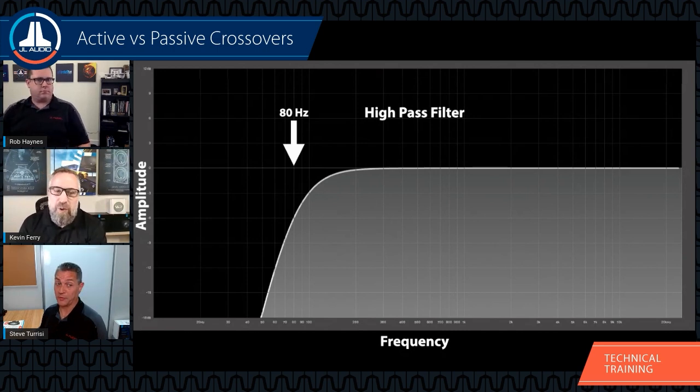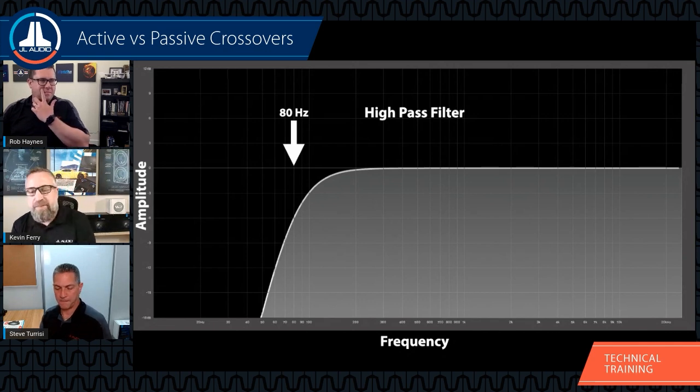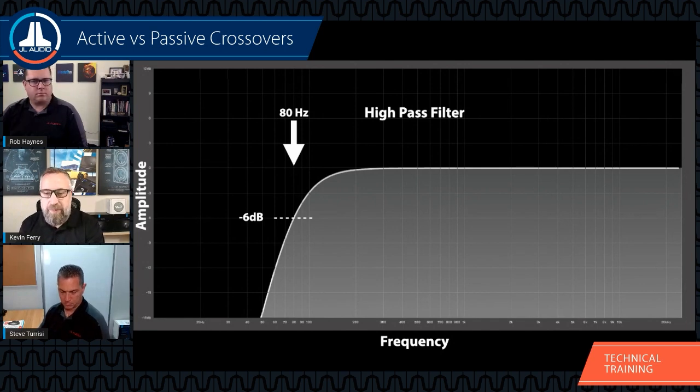Somebody has heard a mid-bass driver reach its mechanical limits, or a mid-range driver reach its mechanical limits. So we want to use a high pass filter on there. That way we're not making that speaker try to play frequencies it wasn't designed for, and it's going to make the system a whole lot more efficient and a whole lot more reliable.